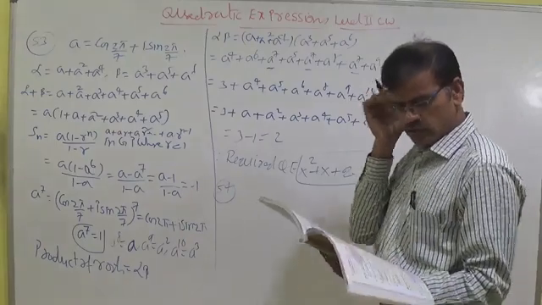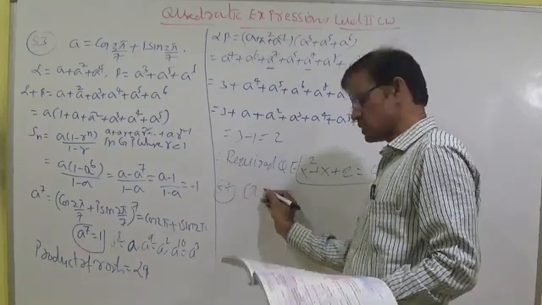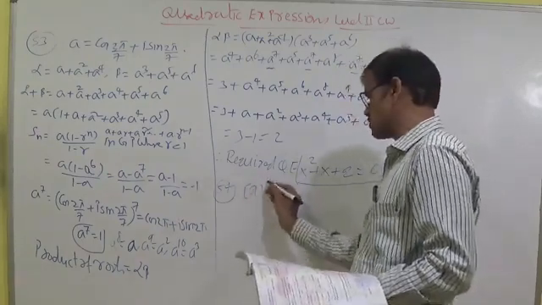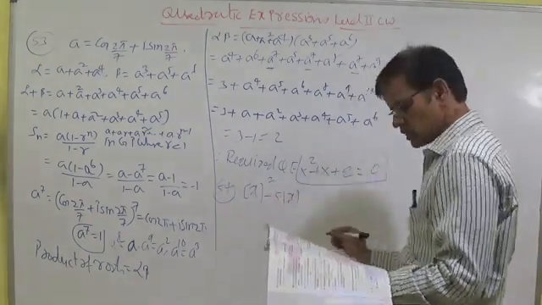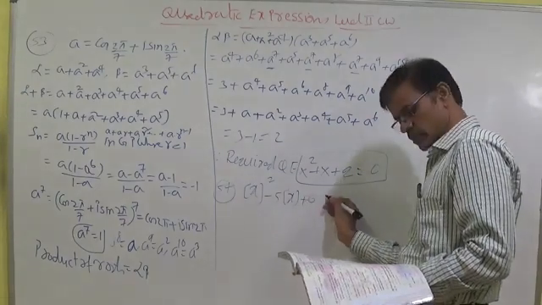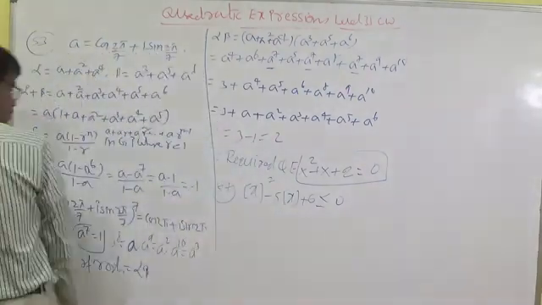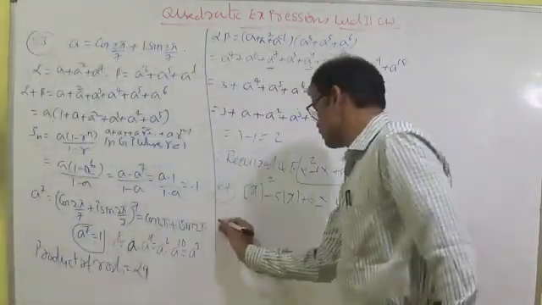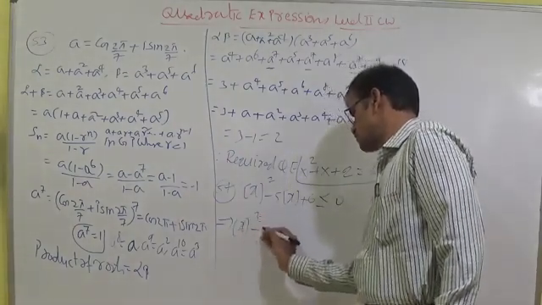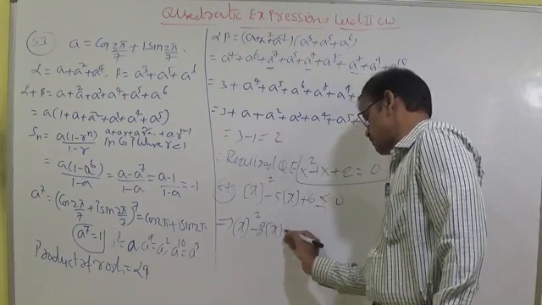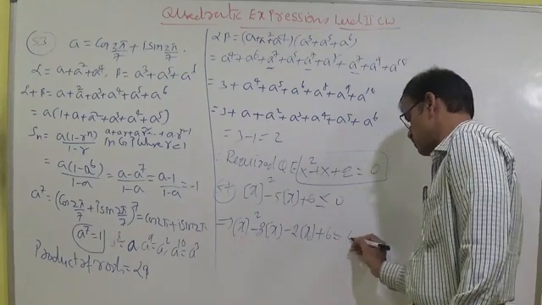Now let us discuss the 54th question. The set of values for the equation: this is the step-oriented greatest integer function. Step of x square minus 5 into step of x plus 6 less than or equal to 0 holds good. That implies step of x whole square minus 3 into step of x minus 2 into step of x plus 6 less than or equal to 0.